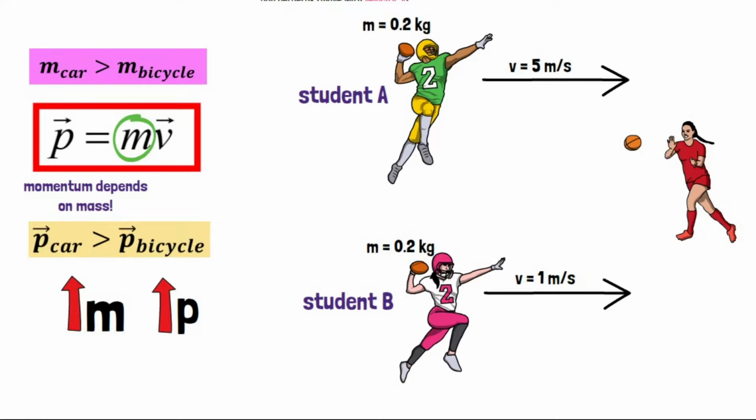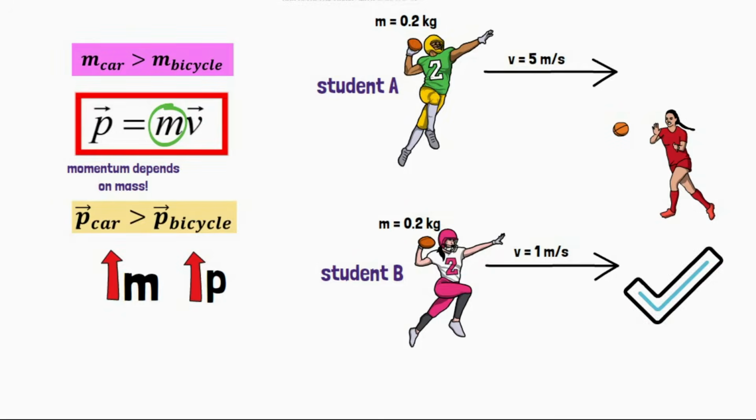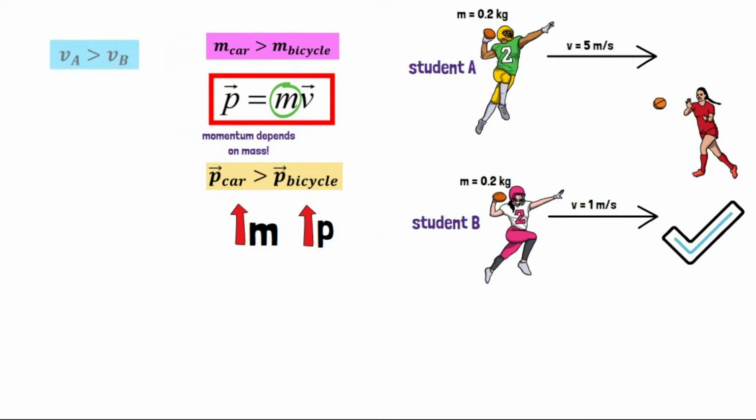Jadi, jika awak ingin tangkap bola ini, bola dari student manakah yang lebih mudah untuk ditangkap? Semestinya student B. Okey? Tapi kenapa? Alright, let's compare the velocity of the ball, where the velocity of the ball from student A is bigger than velocity of the ball from student B.